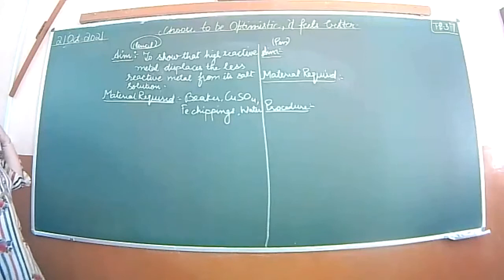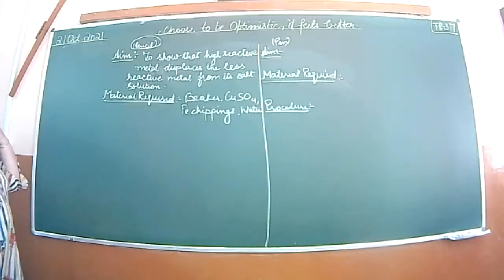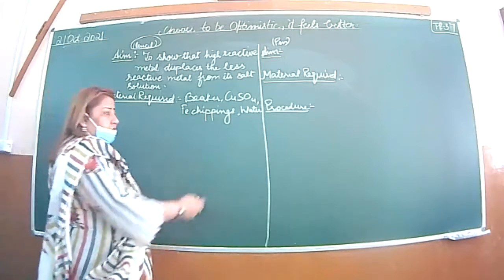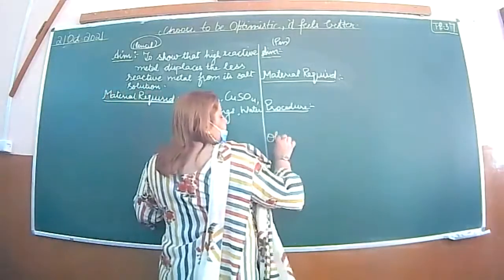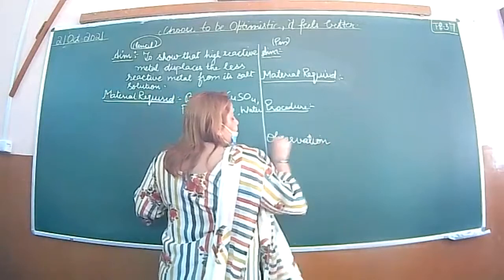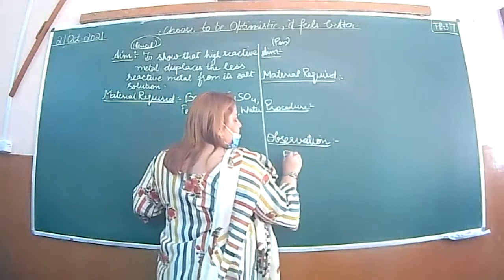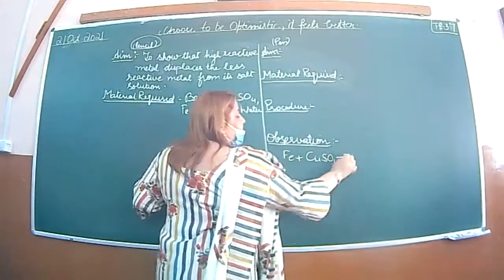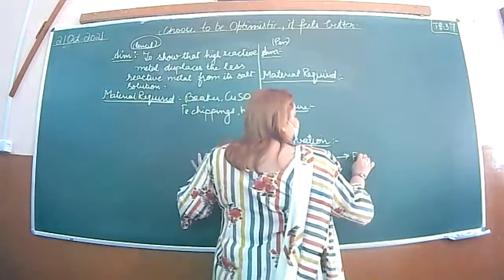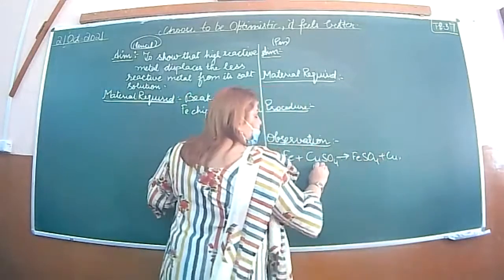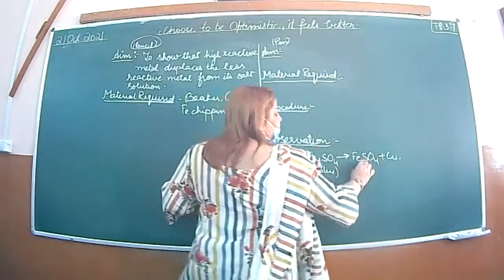After the procedure, observation. I told you you have to write down the change in the color, and the reaction you can write. Okay? In observation you can write down the reaction also. Reaction, all of you know what is reaction? Iron plus copper sulfate, then what it will form? FeSO4 plus copper. This is of blue in color and this is of green.